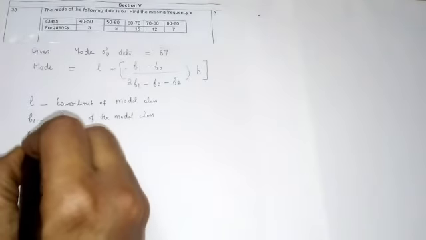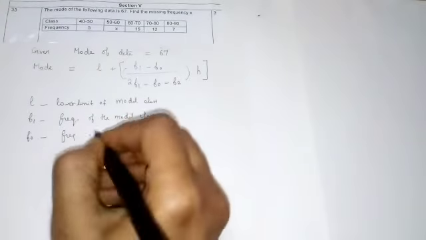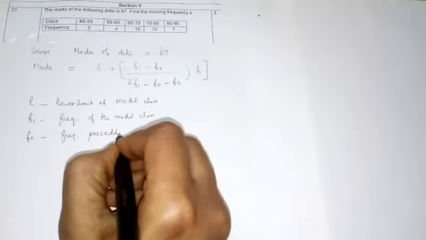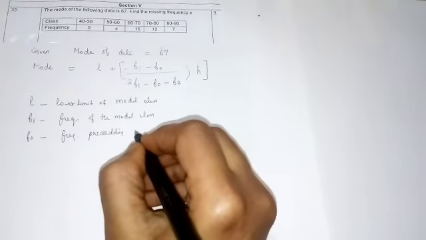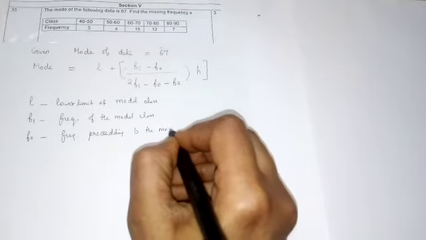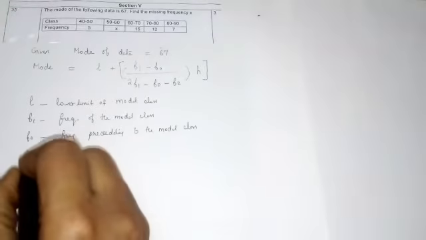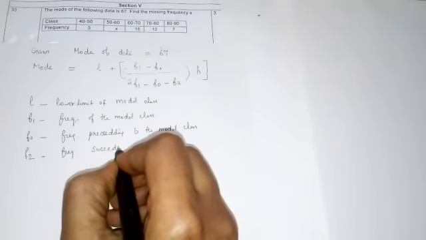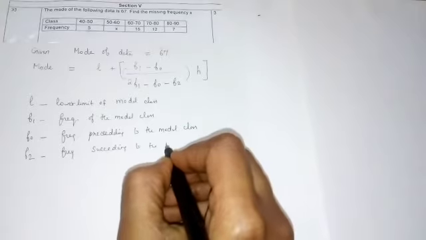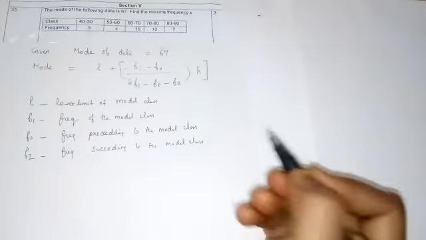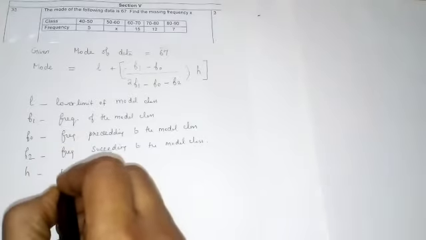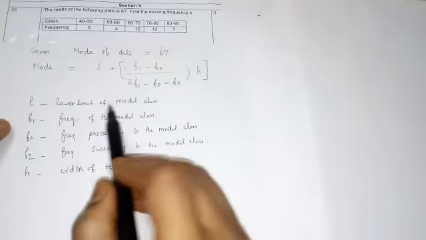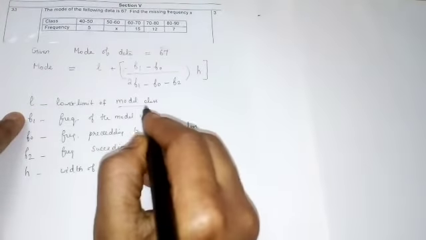And F0 is the frequency preceding the modal class. F2 is the frequency succeeding the modal class. And H is the width of the class. So to write the L value, we must know what the modal class is.